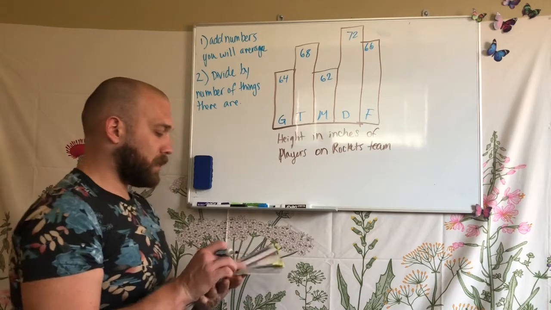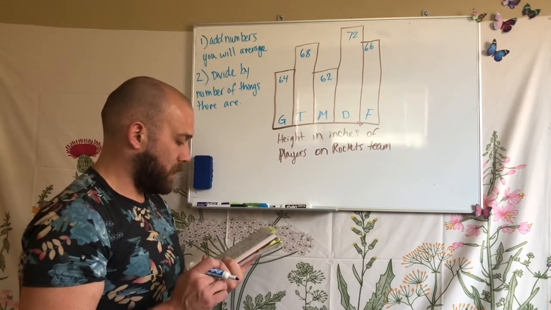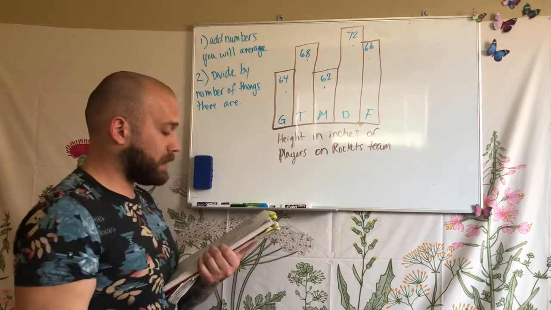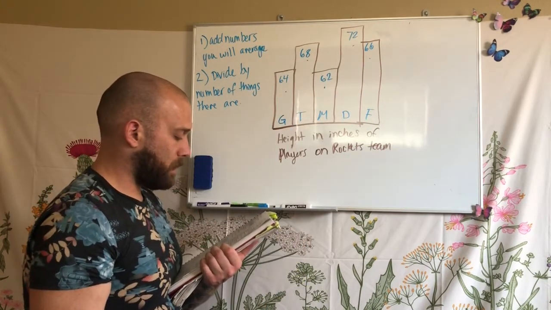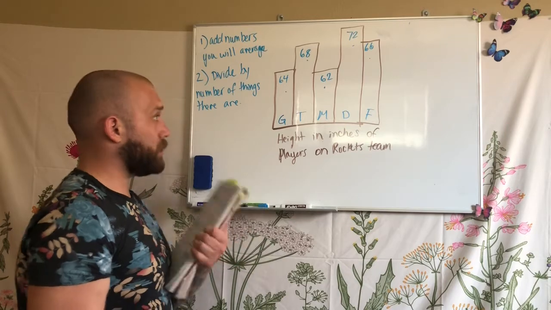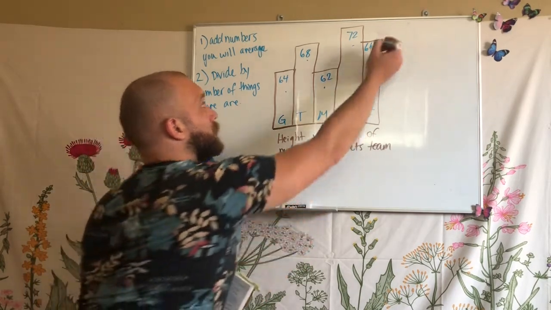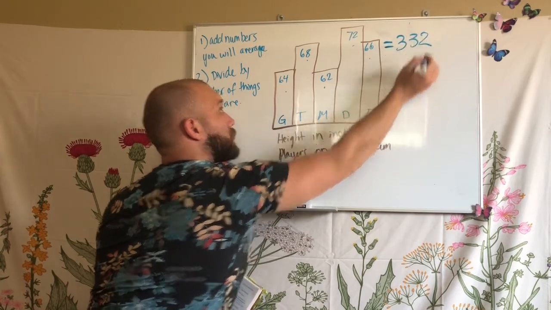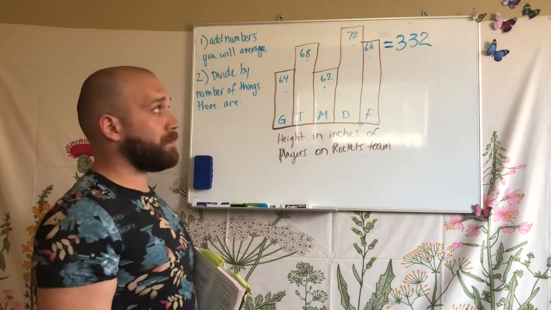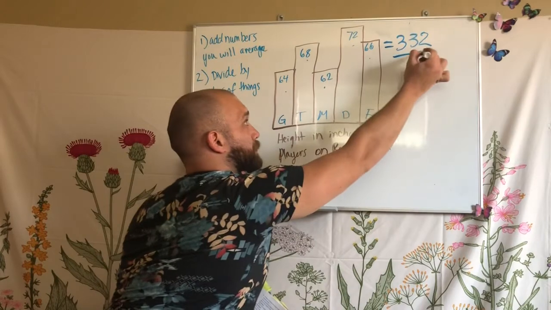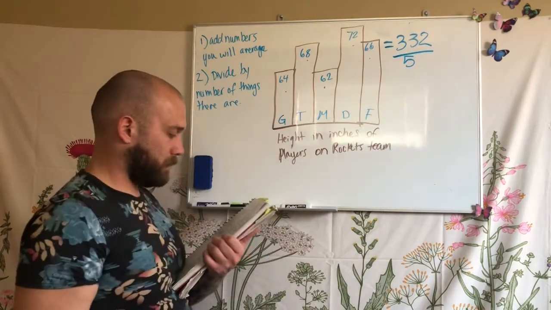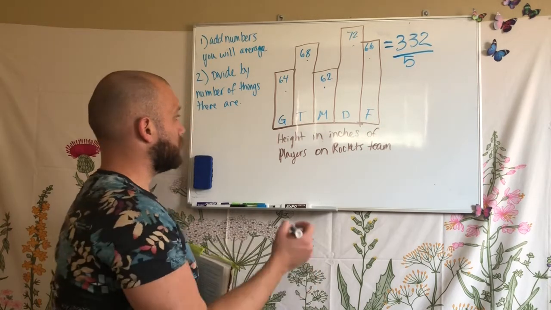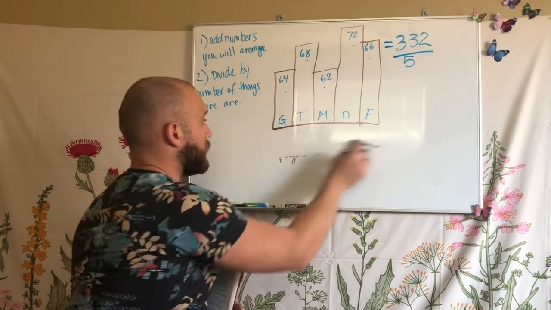So, to solve that, you're going to add up this, and this. And what does that equal? 332. So this equals 332. And what am I going to divide it by? 5. Now you need to solve, which I will do right here.